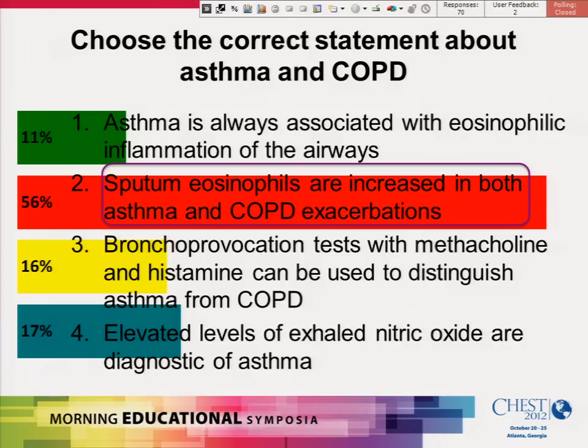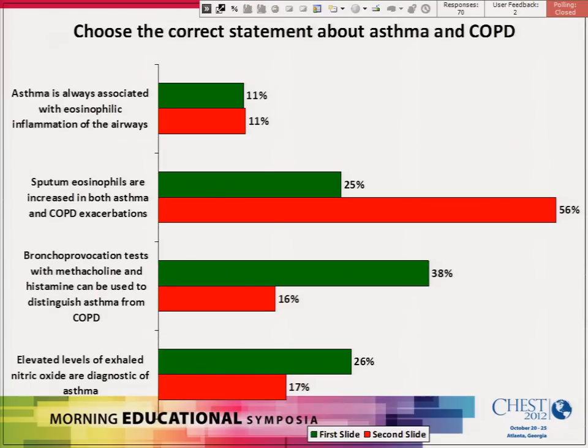Okay. Sputum eosinophils are increased in both asthma and COPD exacerbations. 56% got this right. Okay, next question. And we got some improvement from pre-test to post-test.